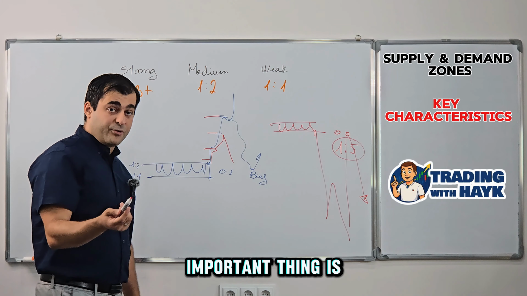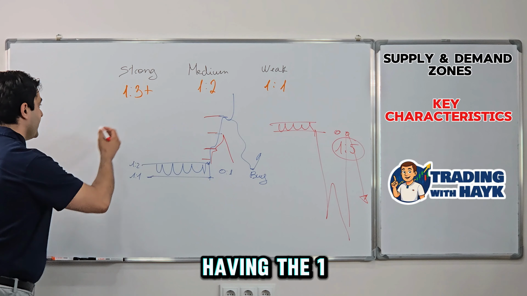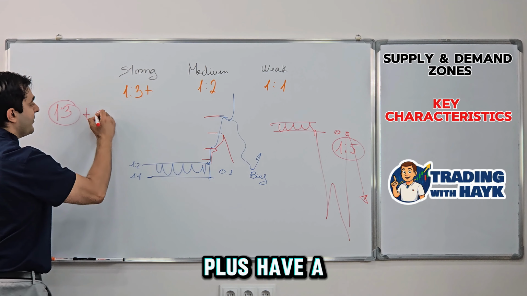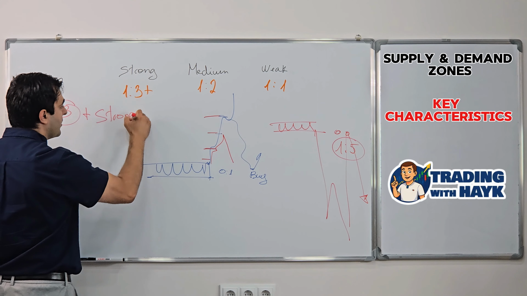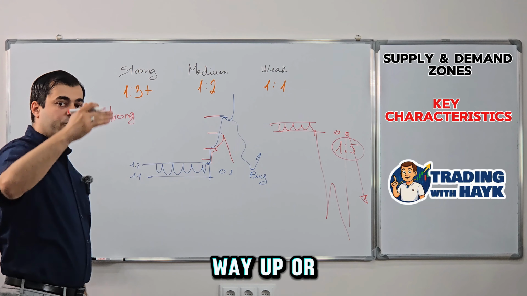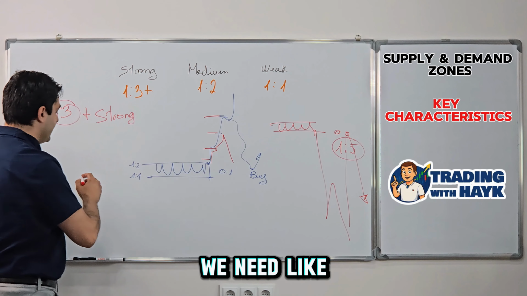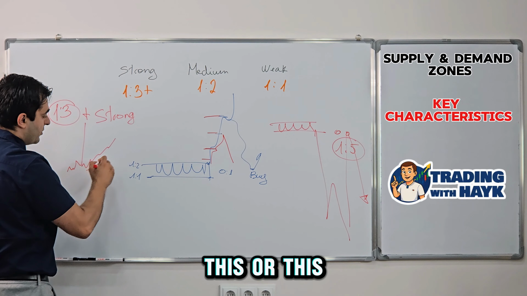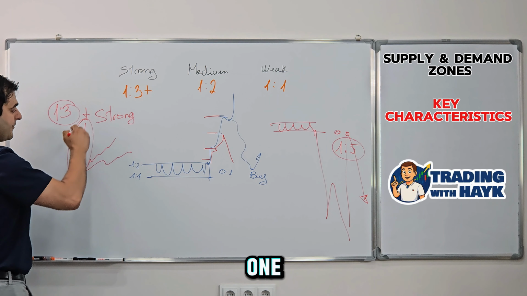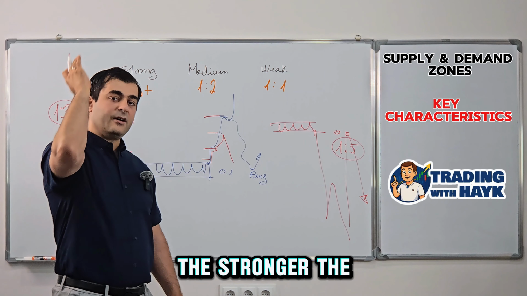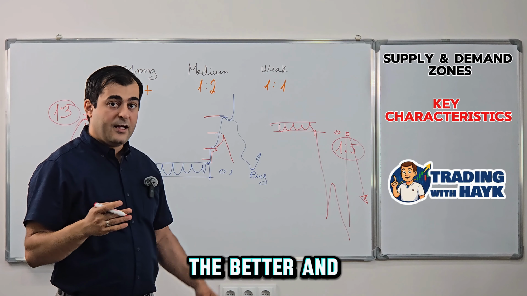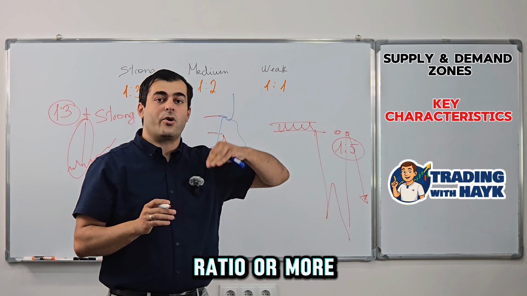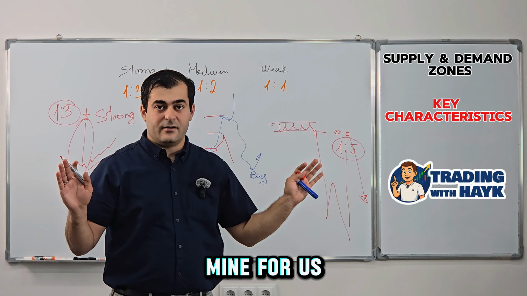And one other important thing is having the 1-to-3 ratio plus a strong break all the way up or down. We need a spike. We need, like I said, something like this. We don't need this or this. We need this one. The stronger the trend, the better. And if it's strong and it's a 1-to-3 risk ratio or more, that's a gold mine for us.